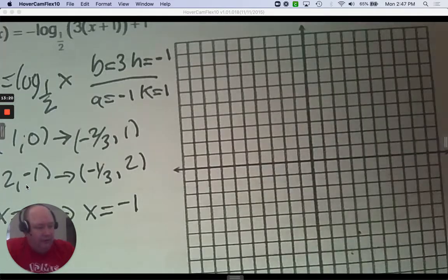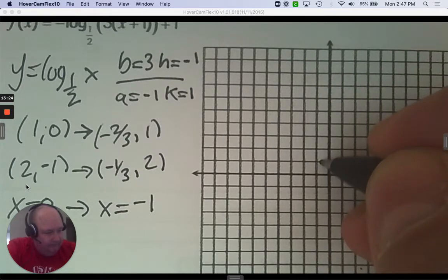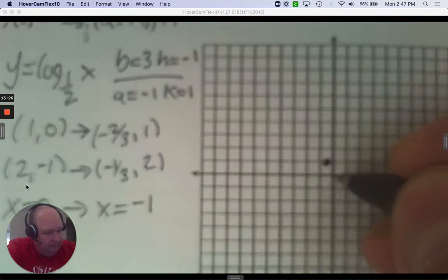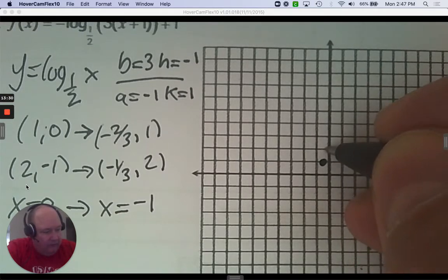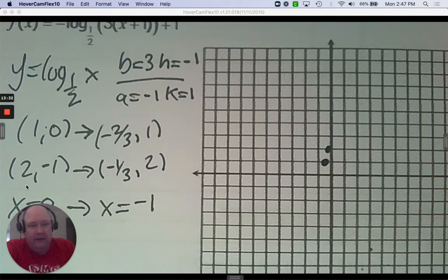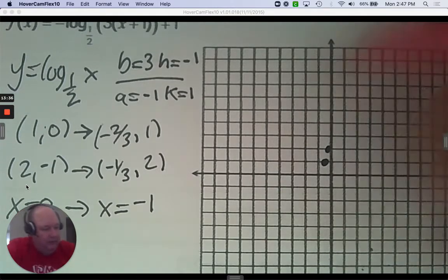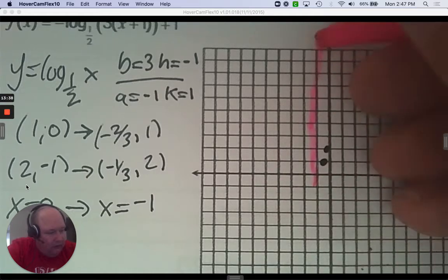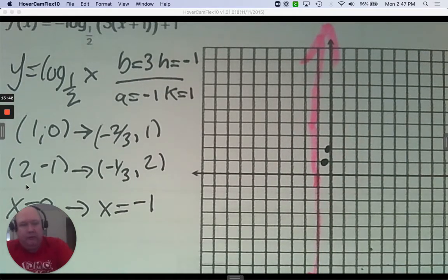Put those on your graph. So (-2/3, 1), (-1/3, 2). Estimate those. Our asymptote is at -1. And then draw the curve, a logarithmic curve, through those points.